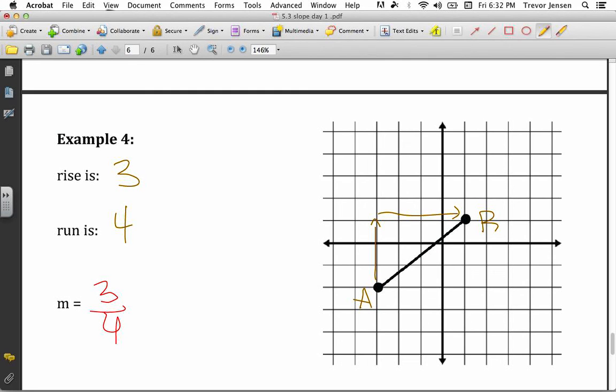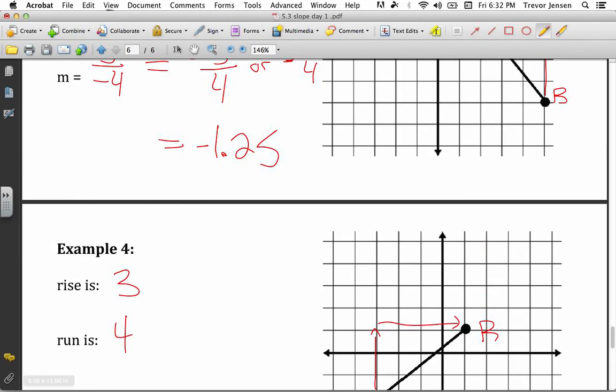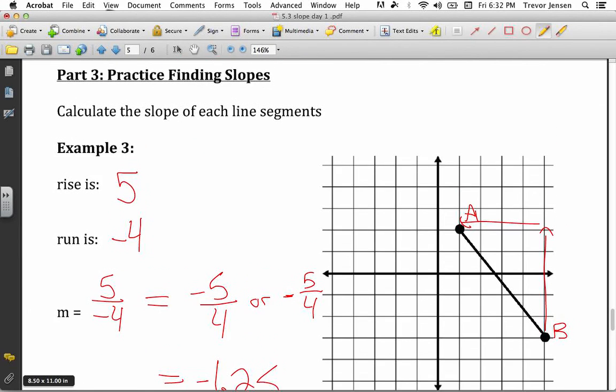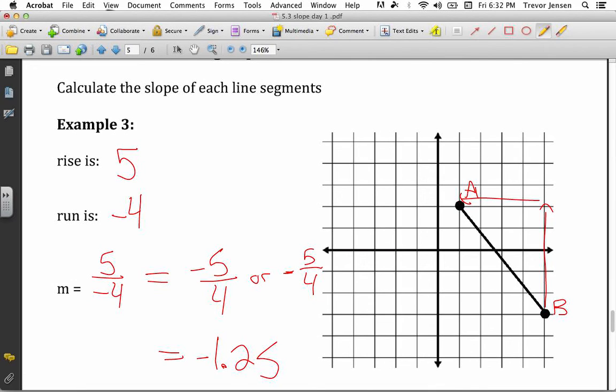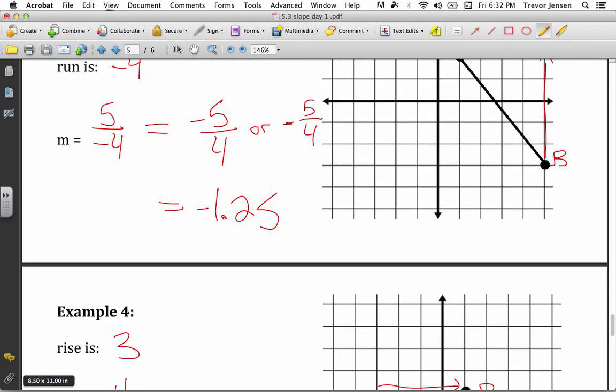Good, and look, this line goes up to the right, and I have a positive slope. I know that's always going to happen. And remember the previous line went down to the right, and I had a negative slope, okay? And I know that always happens as well.